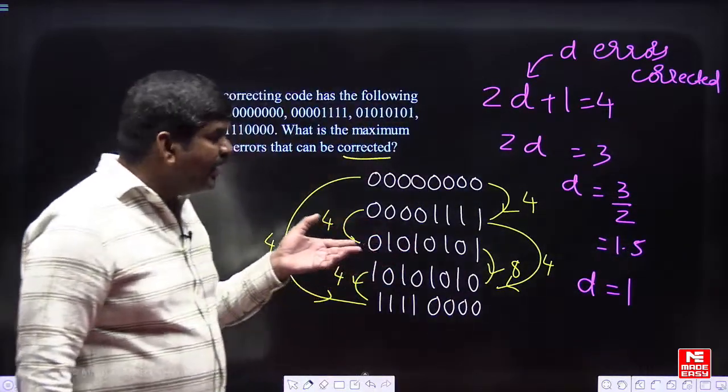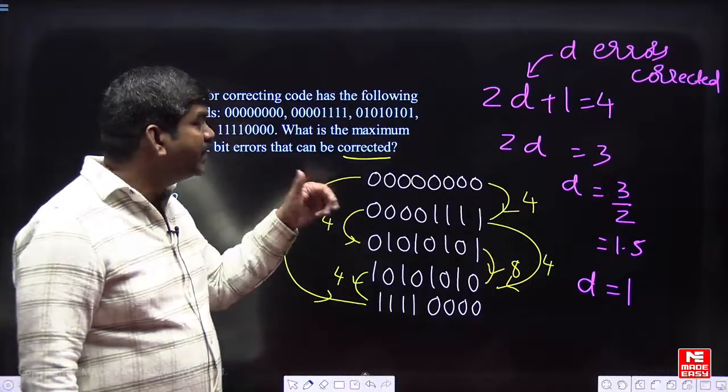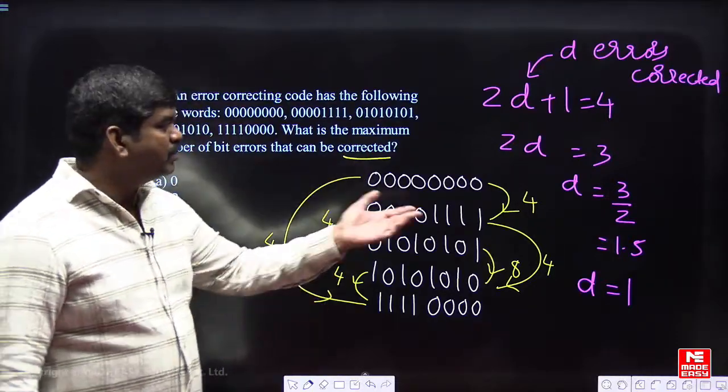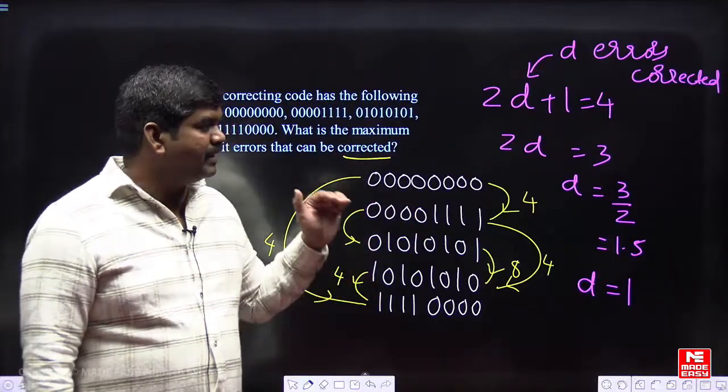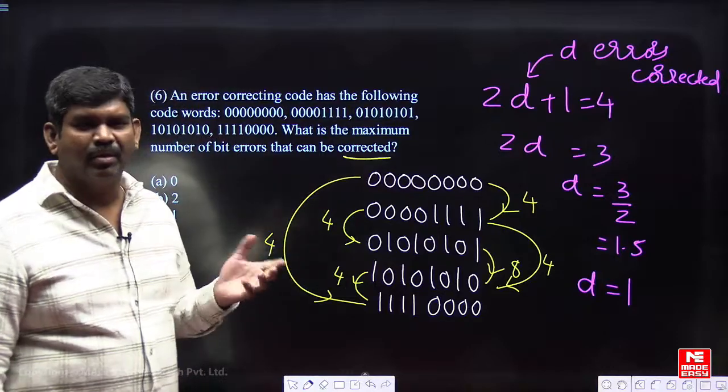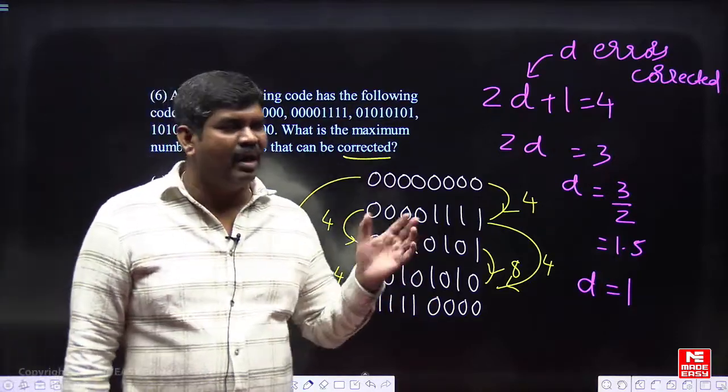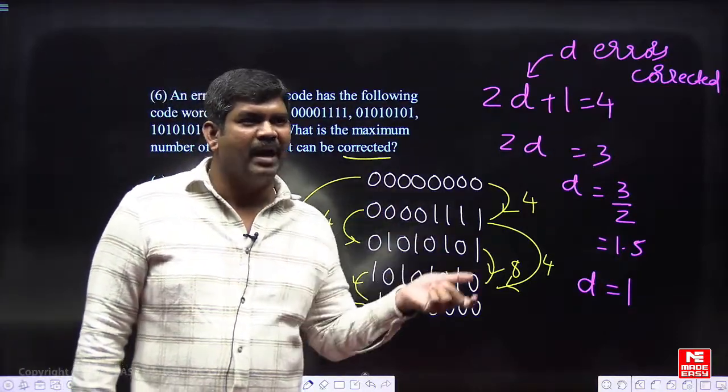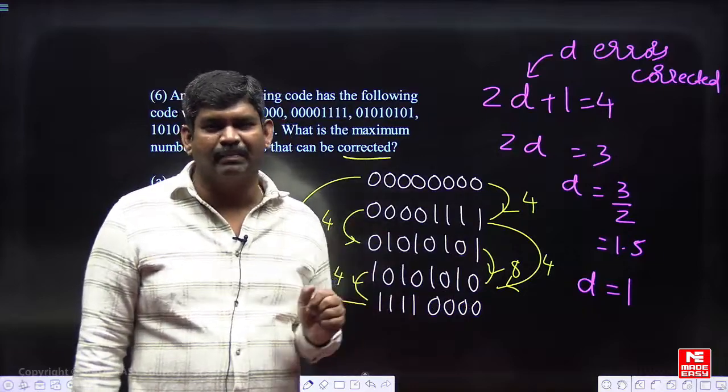After solving the entire question, we get 1.5. So why can't you make it a 2, because you got 1.5? The point is, especially for a correcting code, either you get a complete correction or no correction. There won't be any half correction, half incorrection. You can't apply probabilities.